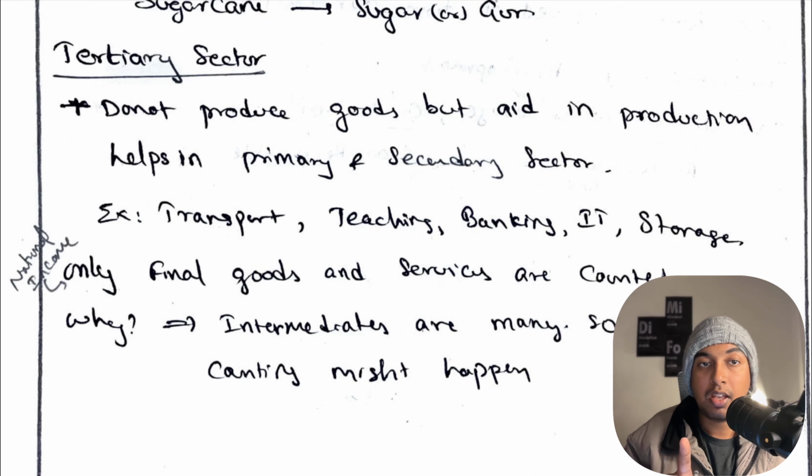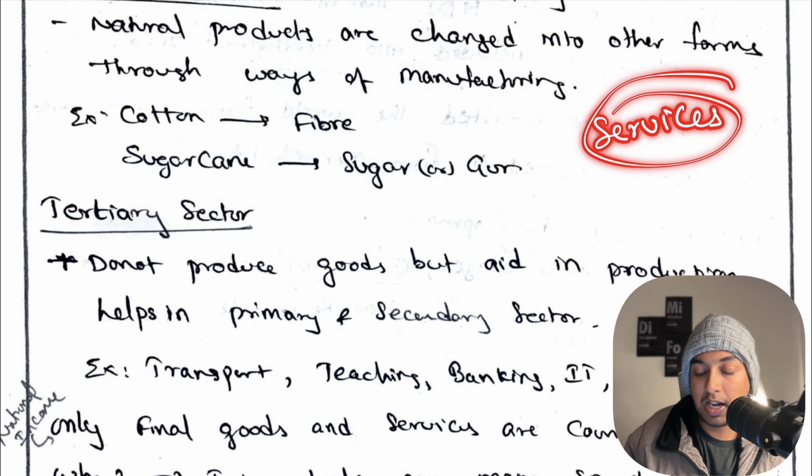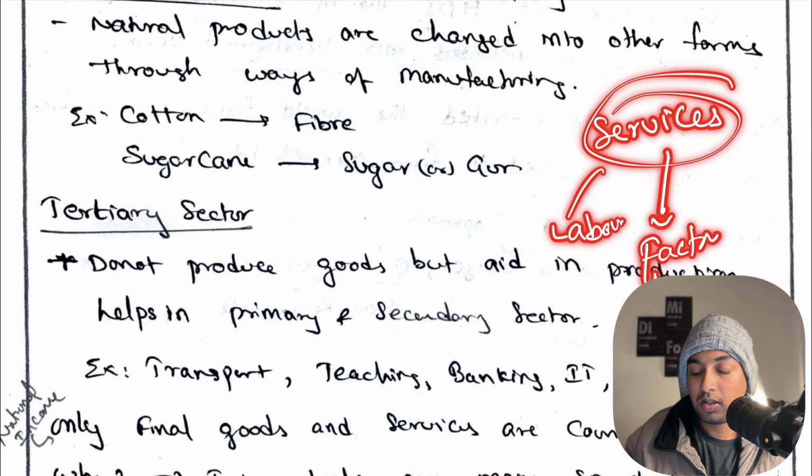What are we doing here? We are not producing any goods here. We are not even manufacturing any goods here. We are servicing those goods. Industries need services, right? What kind of services? You need labor, you need factors of production, and factors of production ultimately again need services to produce.